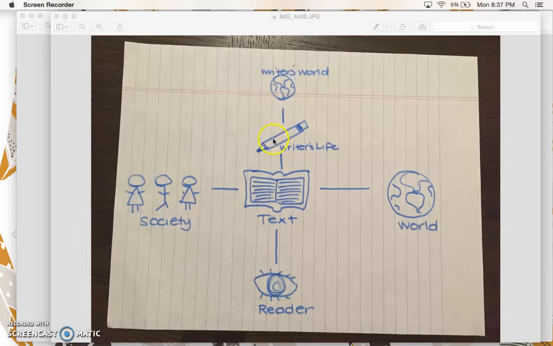Please draw a pencil and the label writer's life, as well as a miniature world and the label writer's world to denote these two places of meaning. Connect them with a branch, because we can use the text to learn more about the writer's life, and we can use the text to learn more about the writer's world.